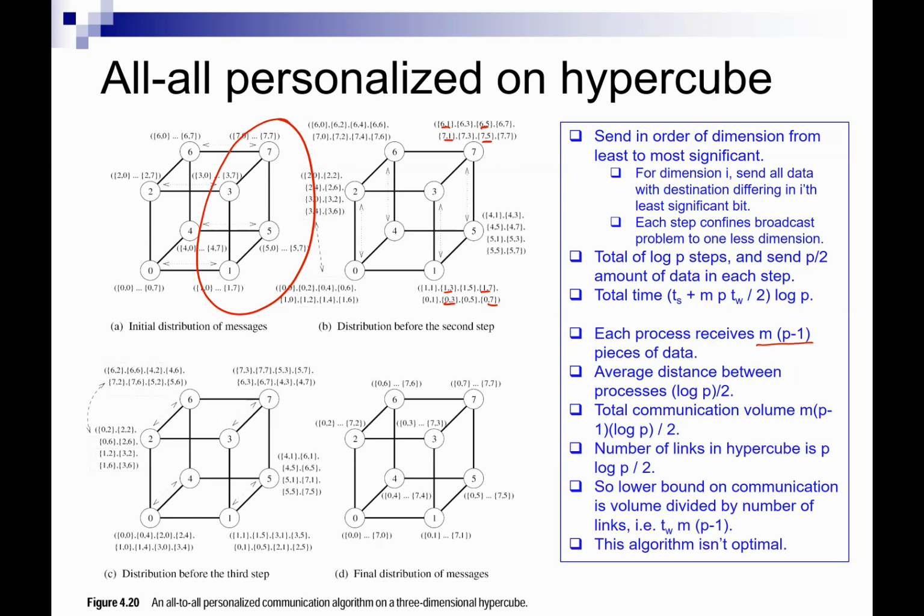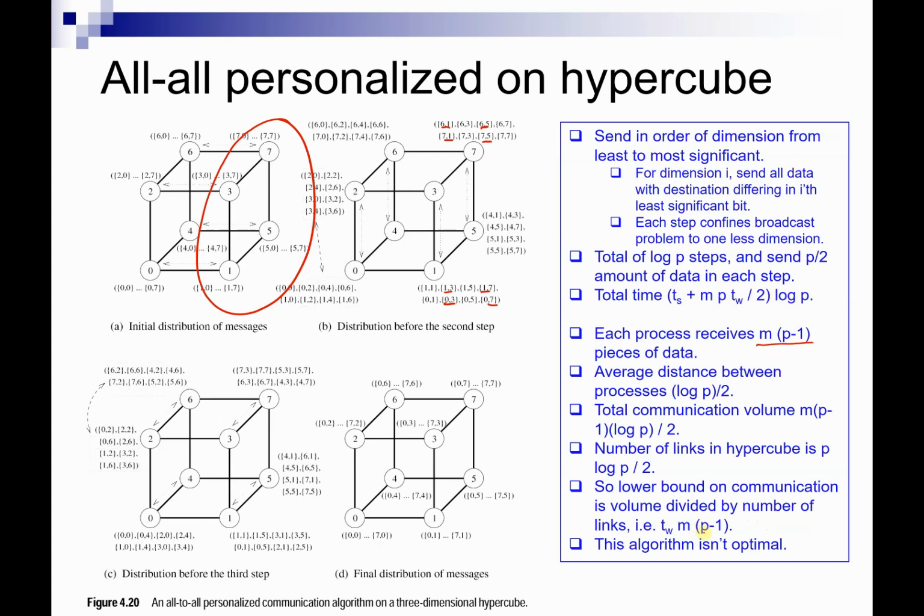Okay, now we know that the number of links in the hypercube is also p times log p. Therefore, a lower bound on the communication cost is going to be the total volume of the communication that you're doing divided by the number of edges. Okay, so this is going to be m times p minus 1, whereas the amount of time that we spent is basically m times p times log p.